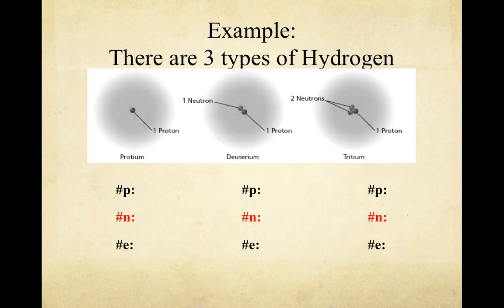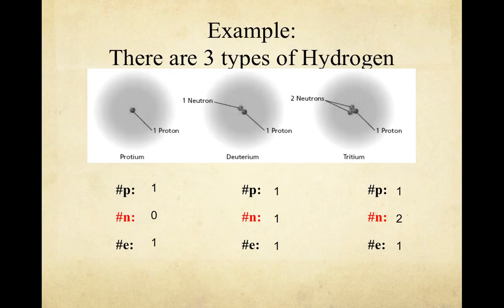So here's an example. There are 3 types of hydrogen. And you have protium, deuterium, and tritium. And so in protium, which is normal hydrogen, you have 1 proton, 0 neutrons, and 1 electron. In deuterium, you have 1 proton, 1 neutron, and 1 electron. And then in tritium, you have 1 proton, 2 neutrons, and 1 electron.